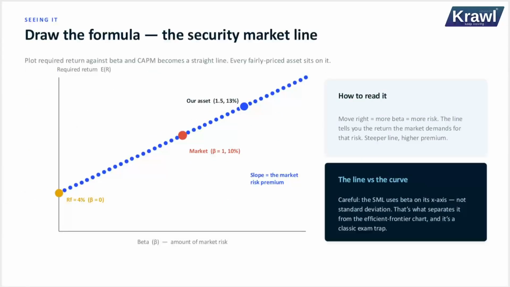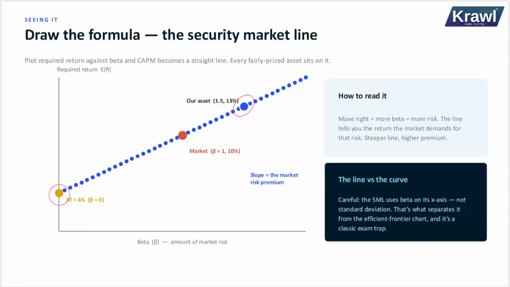And let us draw this, because a formula you can see is a formula that you understand. We put beta on the bottom, required return up the side, then we plot CAPM. And when you look at this, you have the risk-free rate here, 4%, which is at this level. And our asset is somewhere here, which is at 13% because the beta of it is 1.5. And the market, beta equal to 1, is 10%.